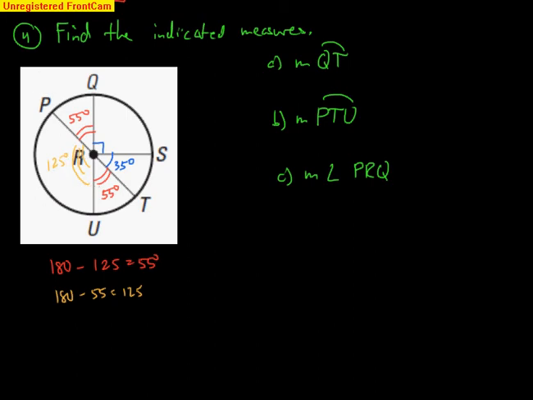So at this current moment, I have all the angles that I need. So now we go find the arcs. So the measure of arc QT. QT goes from here to here. So QT contains 90 degrees and 35 degrees.